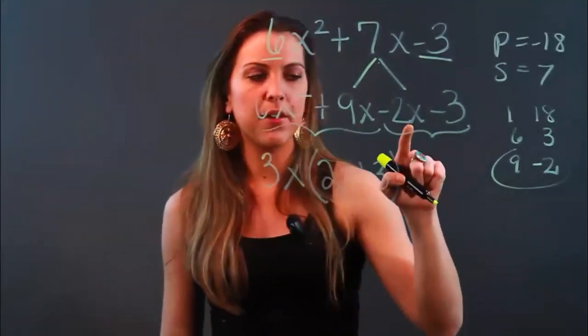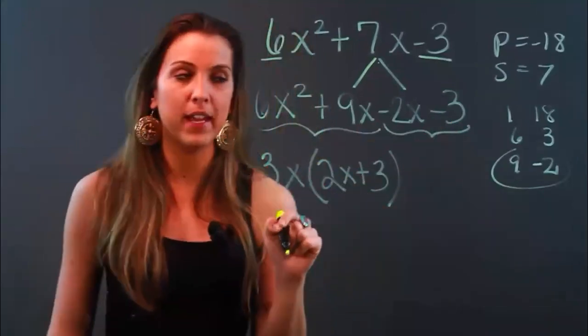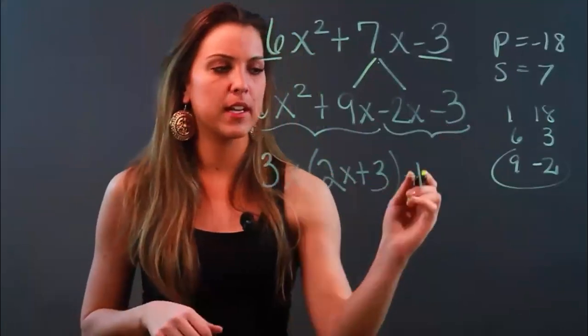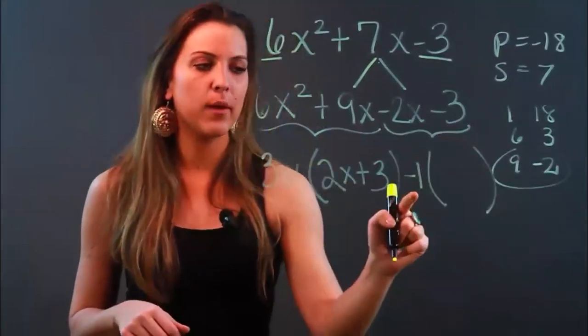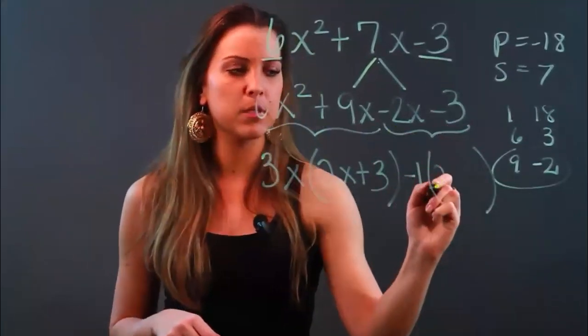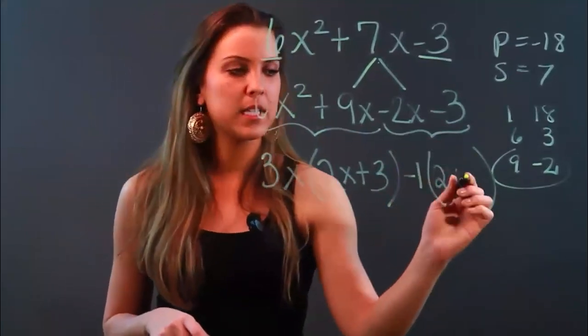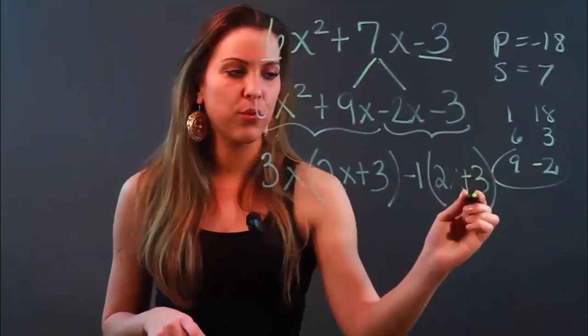Next two terms. The GCF here of 2x and my negative 3 is just a 1. And I'm going to put minus 1 out here. You'll see why in a second. I'm going to open up a parentheses. How do I get from negative 1 to 2x? I need to multiply by 2x. And how do I get from negative 1 to negative 3? I need to multiply by positive 3.